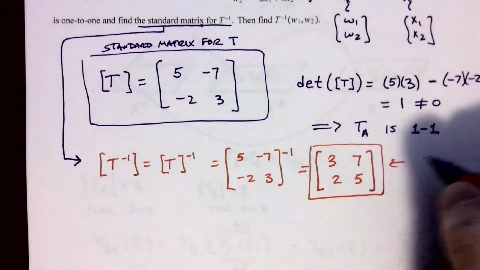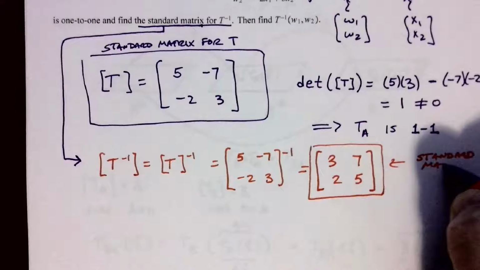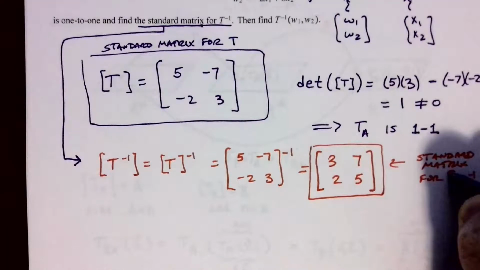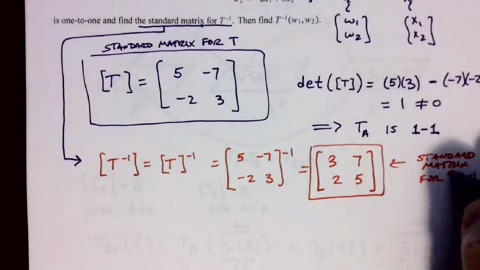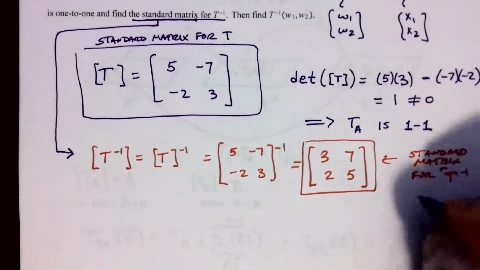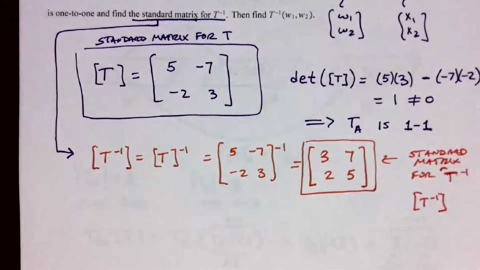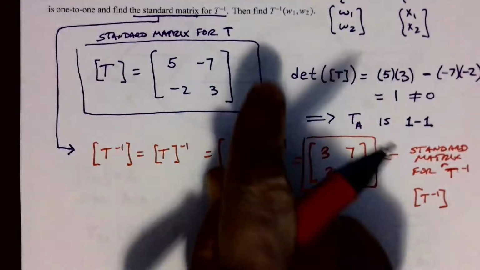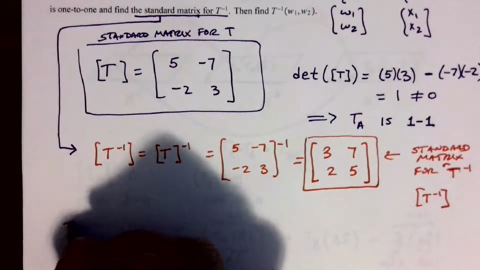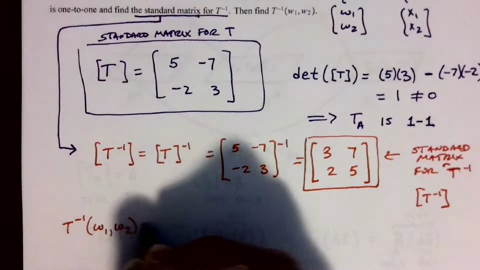This is the standard matrix for that inverse operator. It's usually denoted again. Right, that's what we got. So there's that. And the last thing was to find the image of W1, W2 under this transformation. So what is the image of W1 comma W2 under this?